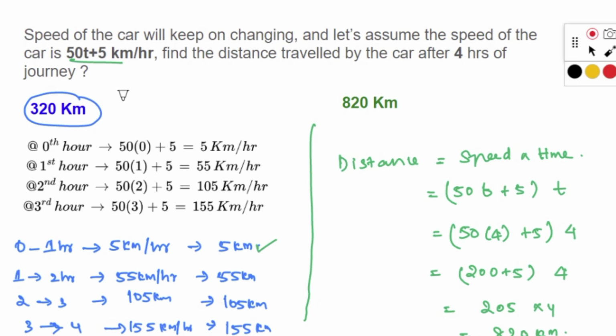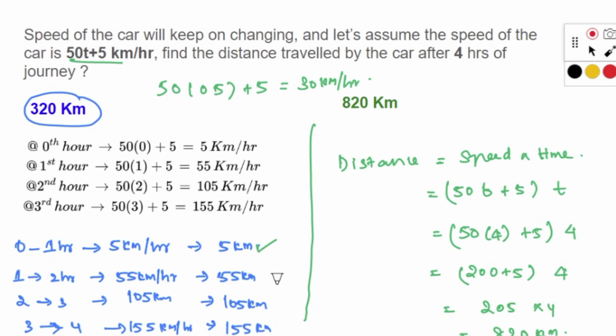At 0.5 hours, which means at 30 minutes, the speed is going to be 50 into 0.5 plus 5, which is equal to 30 kilometers per hour. At the 45th minute, which means 0.75 hours, if you calculate, the speed is 42.5 kilometers per hour. So the speed keeps on changing. Whatever we calculated, we are assuming that the speed is constant for every 1 hour interval.